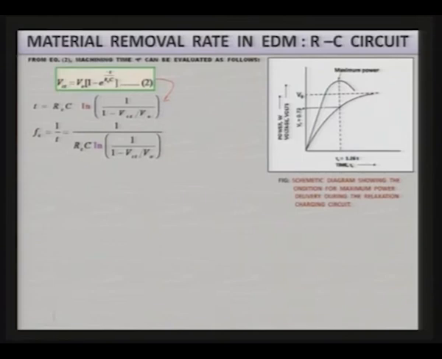Now, if we know the time or cycle time, then from that cycle time we can also calculate the frequency of sparking, that is, frequency of sparking is equal to 1 over T, and if we substitute the values from here in 1 over T, we will get this particular equation where ln is the natural log.